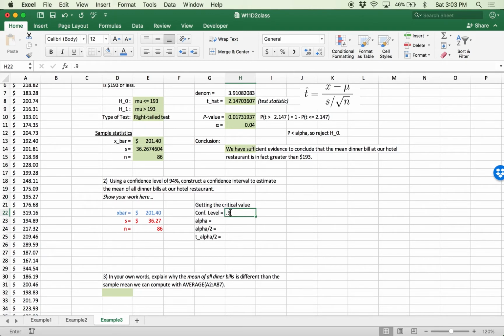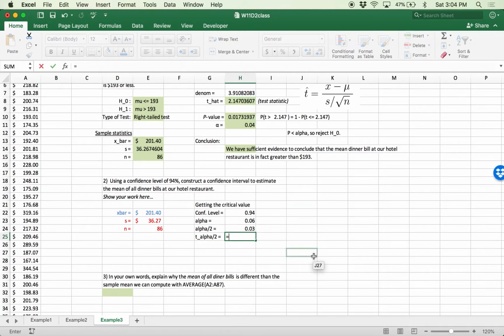All right, so our confidence level is 94%. Alpha is going to be the missing percent, so 1 minus your confidence level. Cut that in half to divide this over the two tails. So even though your hypothesis test was a one-tailed test, a right-tailed test, confidence intervals are always two-tailed, so we're always going to do this division by 2 trick.